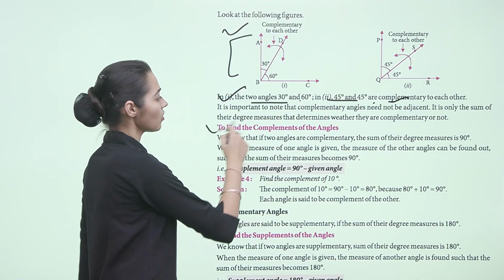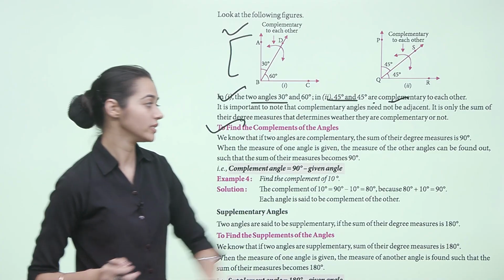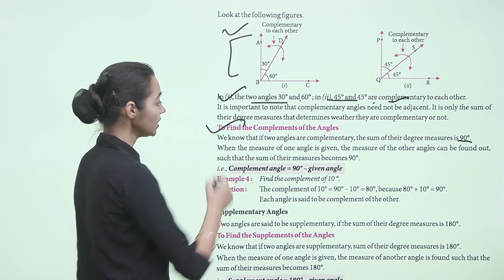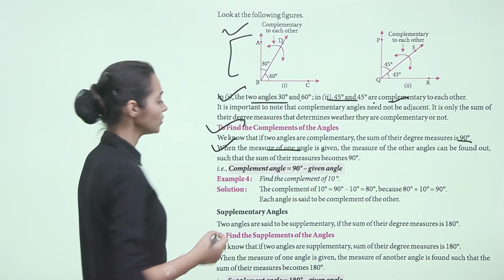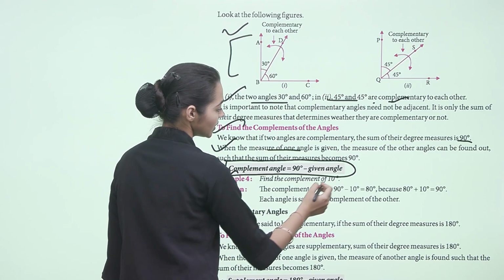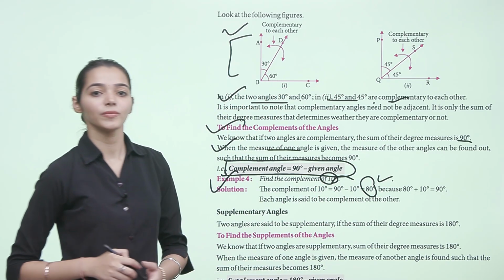Now how can we find the complement of an angle? If two angles are complementary, then the sum of their degree measure is 90 degrees. When the measure of one angle is given and you have to find the other, the complement angle is equal to 90 minus the given angle. For example, the complement of 10 is 90 minus 10, that is 80. So each angle is the complement of the other.